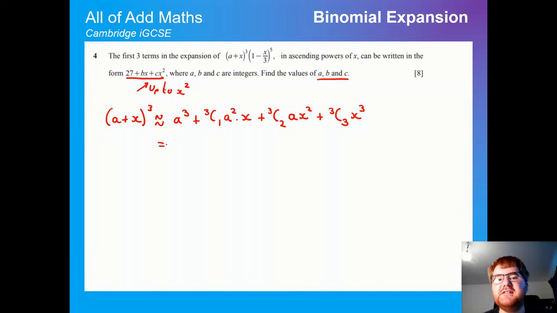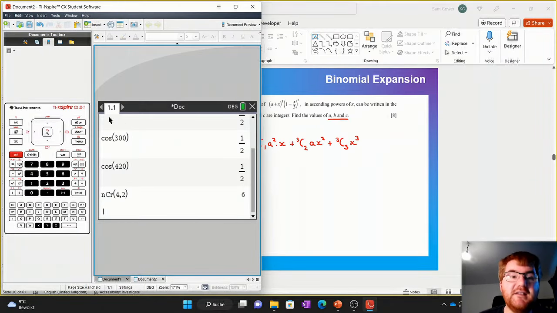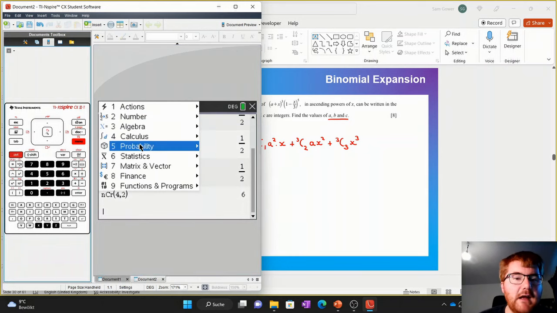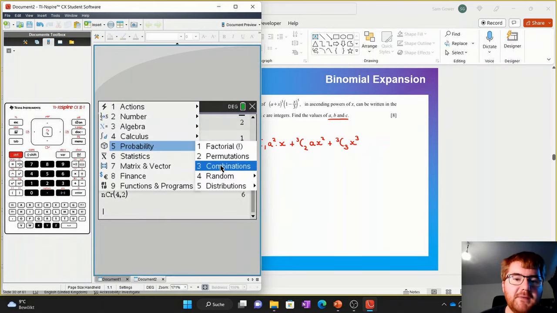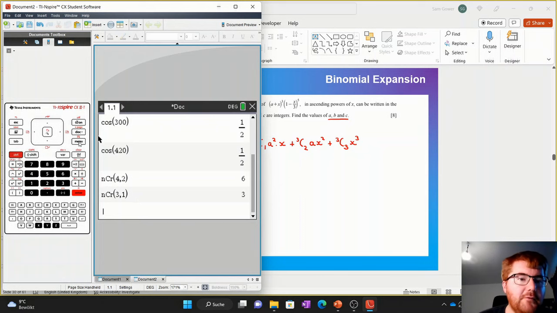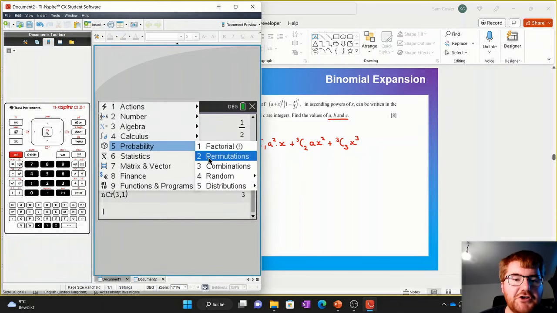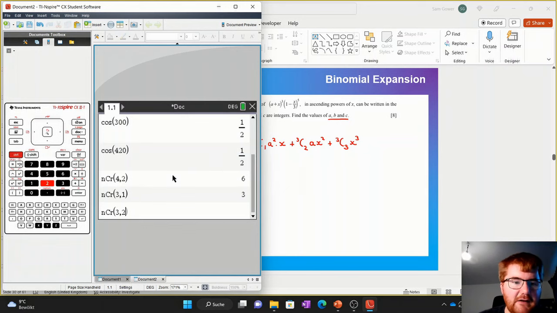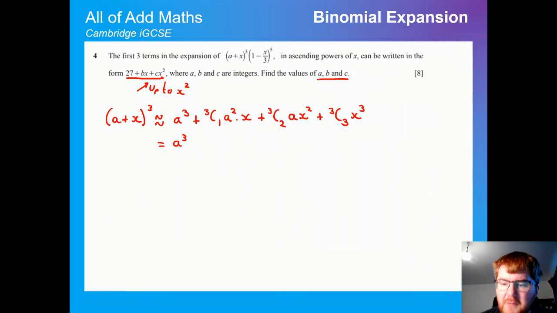If I simplify this down, I get a cubed, and if you're not sure of what 3C1 or 3C2 is, let me go and show you just now. If you ever want to work this out, on my calculator it's a bit more complicated, but you'll see a button on your calculator called combinations with a C or an nCr. All you have to do is type in 3, 1. That then gives you 3, for example. If I wanted to work out 3 choose 2, then my calculator also gives me 3. So I'm generally going to do this from memory of Pascal's triangle, but you can do this using the calculator.